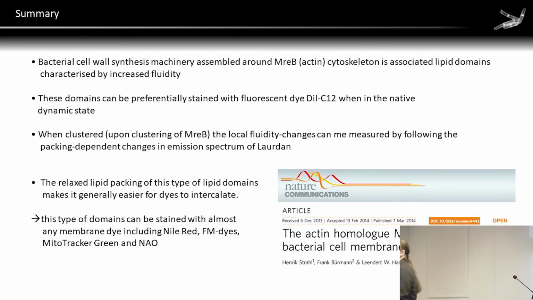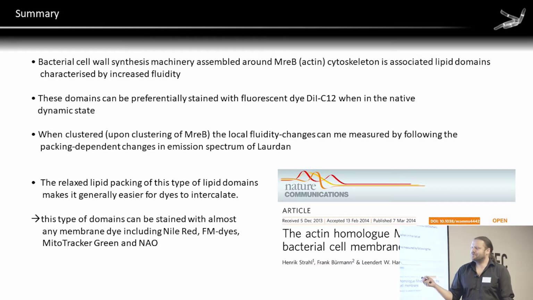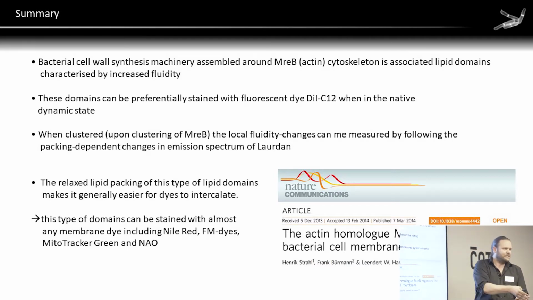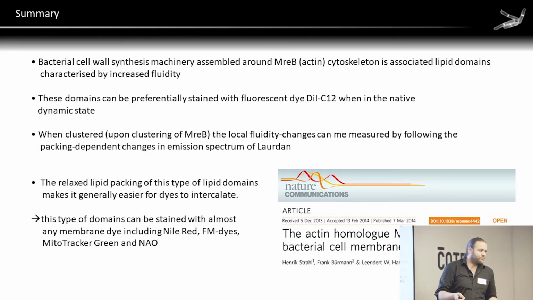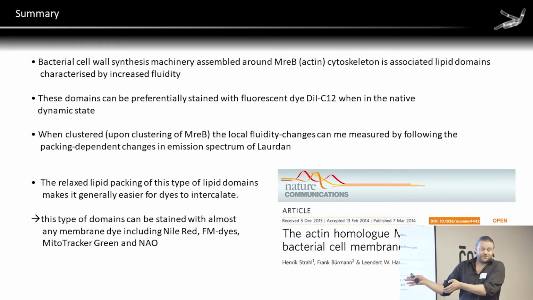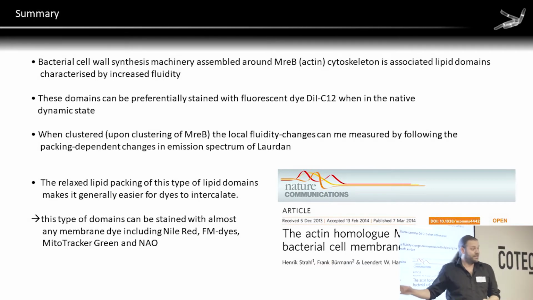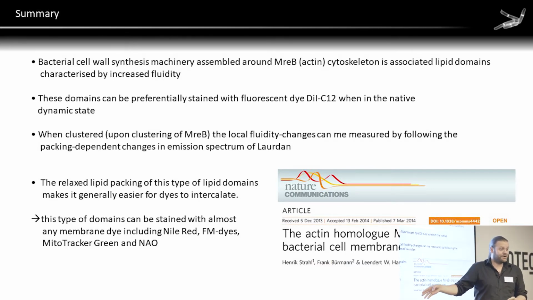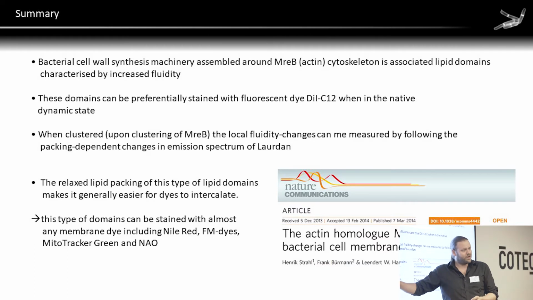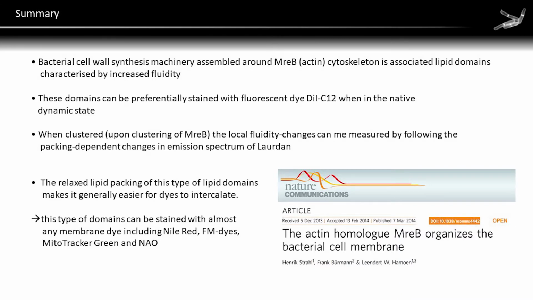But what is really important here is that the relaxed lipid packing of this type of lipid domains makes it generally easy for any membrane dye to incorporate. Anything that needs to intercalate into this kind of domains, like peripheral membrane proteins or dyes, really likes these kinds of domains. So therefore, these can be stained with Nile red, FM dyes, MitoTracker Green. Even DiOC is showing very nice preferential localization in those. So I think a lot of the stuff with the E. coli DiOC can actually come from this type of situation. They're actually domains with increased fluidity, have nothing to do with cardiolipin, and DiOC is showing the same behavior as most membrane dyes to integrate in those.